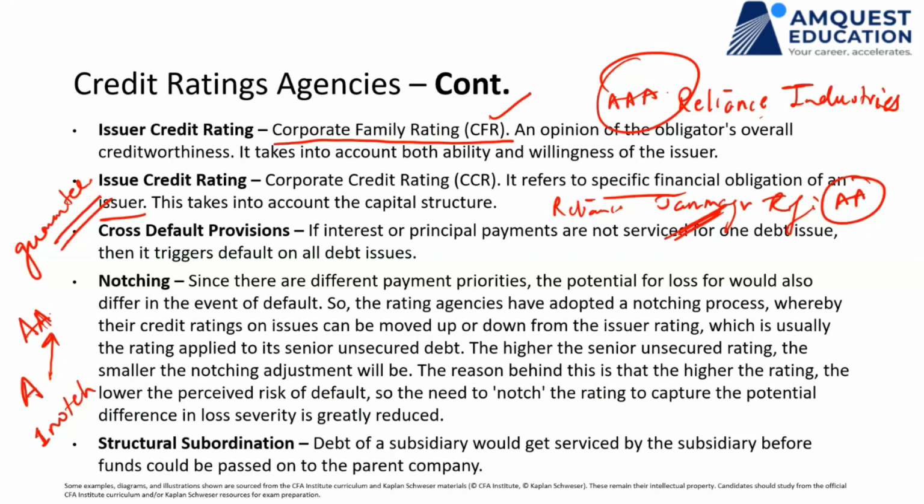If Reliance does not provide this guarantee, there is a risk that if the refinery fails, what happens to your money? So notching is basically a process by which you can increase or decrease the ratings. And it could be both sides, notch higher or notch lower.